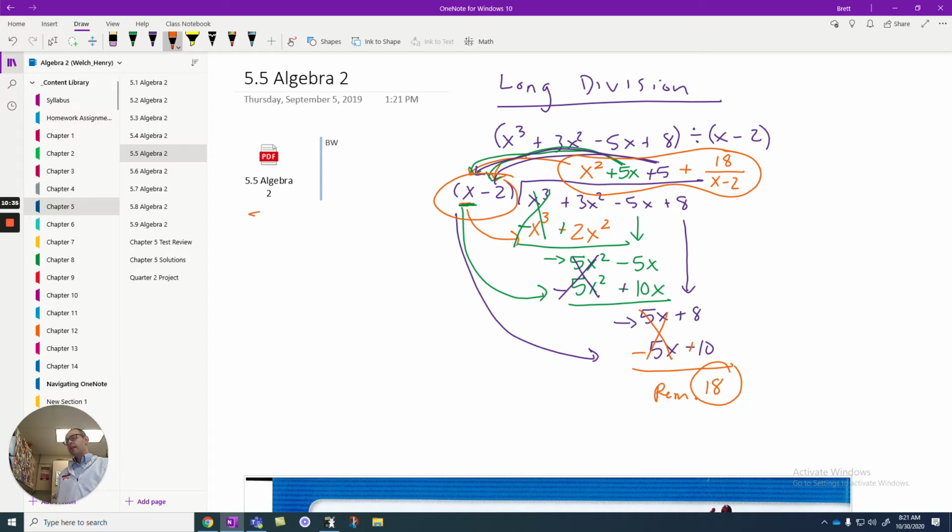If you remember doing synthetic substitution, it actually has a very, very useful application in division. So we're going to switch it from synthetic substitution to synthetic division. Okay, we're going to build it just like we did last time. We've got x cubed plus 3x squared minus 5x plus 8. So I'm going to use a 1 for my x cubed, 3 for my x squared, negative 5 for my x, and a positive 8 for my constant.